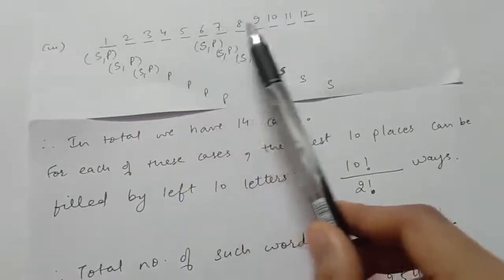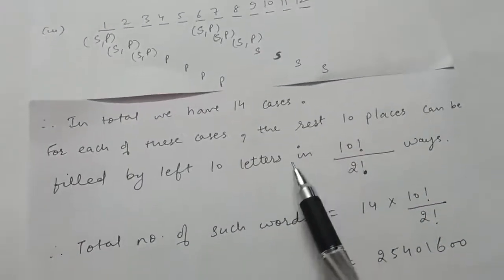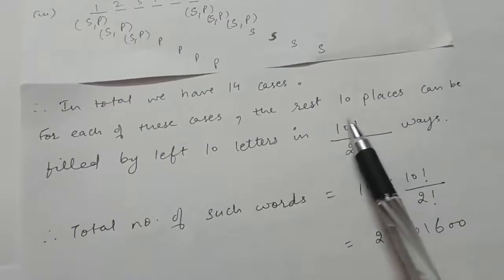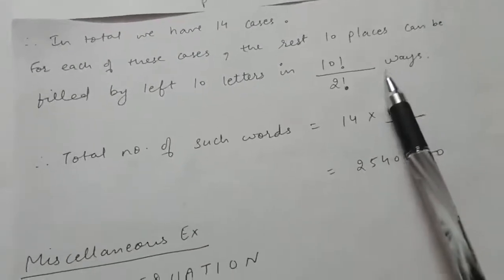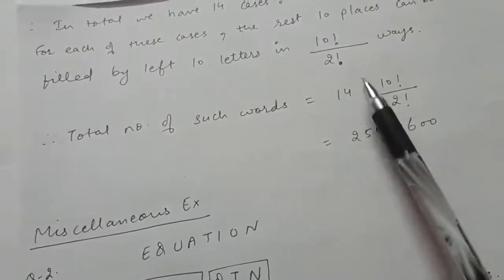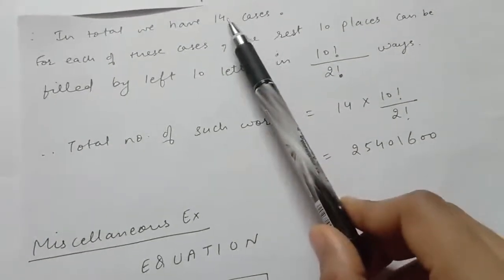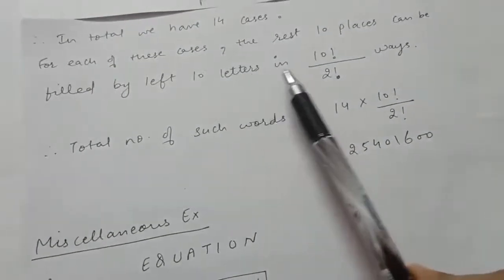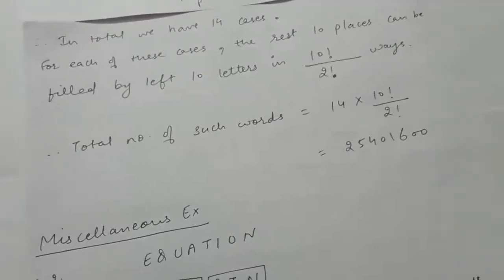But the left 10 places out of the 12 places and the left 10 letters can be arranged in 10 factorial upon 2 factorial, because in permutation T is repeating twice, right? In this much ways. Therefore, total number of such words can be 14 into 10 factorial upon 2 factorial, because there are 14 cases, and for these 14 cases the left 10 letters can be arranged in this much ways. So you will get the answer as this, right?